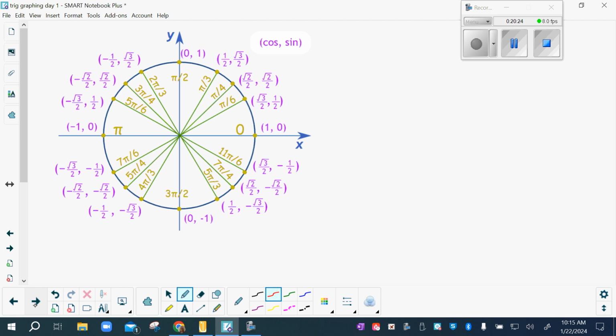Okay. Last part, best part. I'm going to make a chart. You don't have to make the chart if you don't want to, but here comes cosine. Y equals cosine theta.